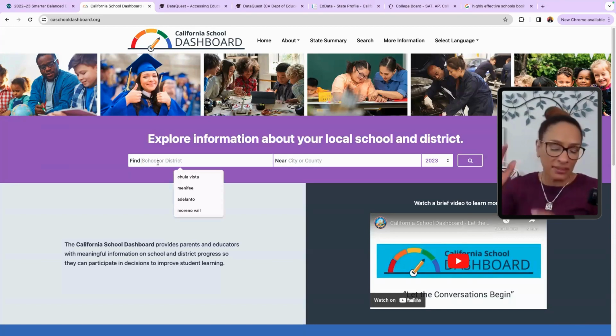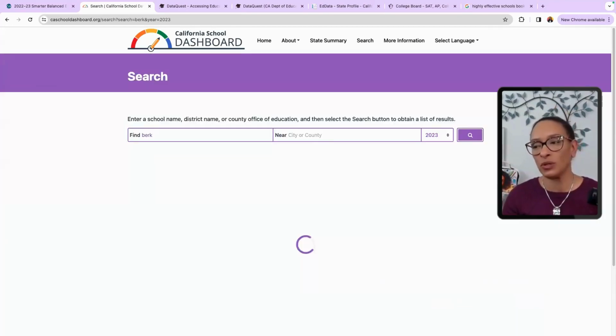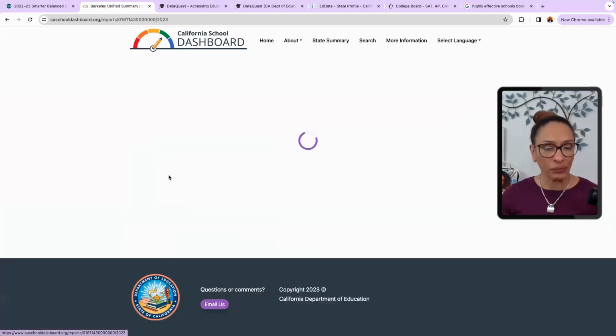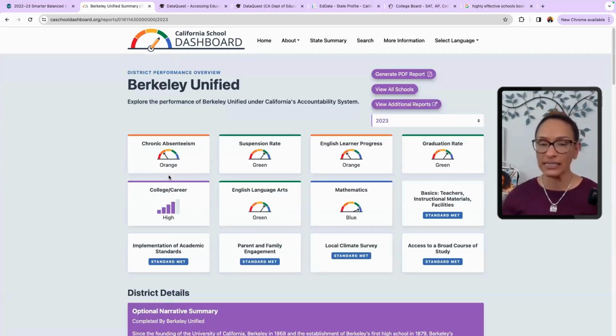So I figured we'll go to Berkeley Unified. It's in Northern California. I've never been there. I've never seen any of their data until just now, I mean, this year's data. I've seen previous years because I like to play in the data to see what school districts are doing around the state of California.